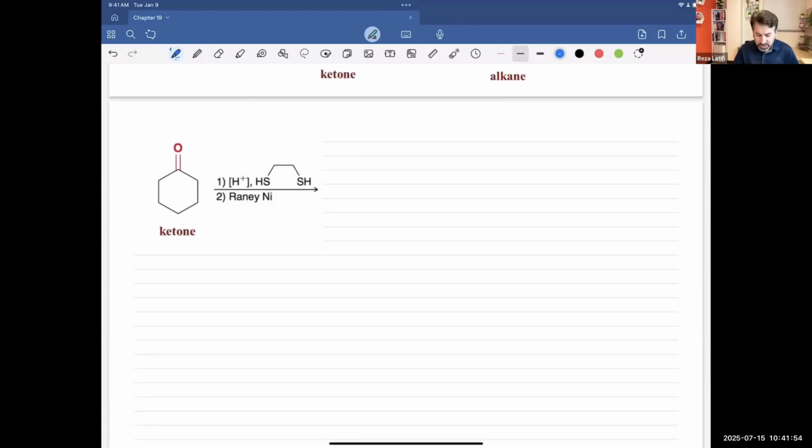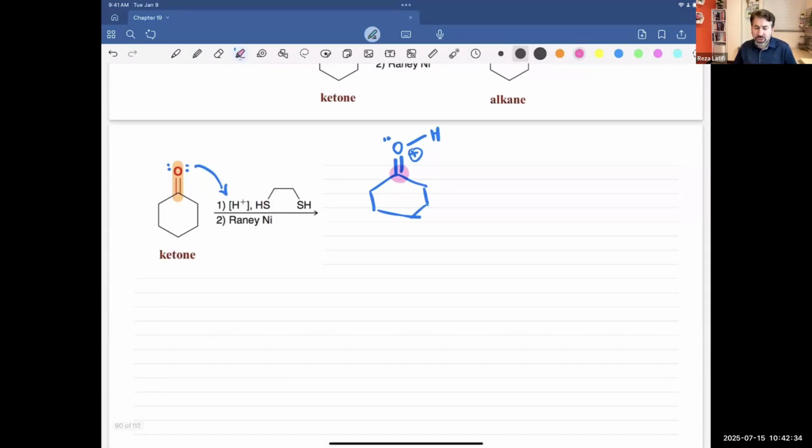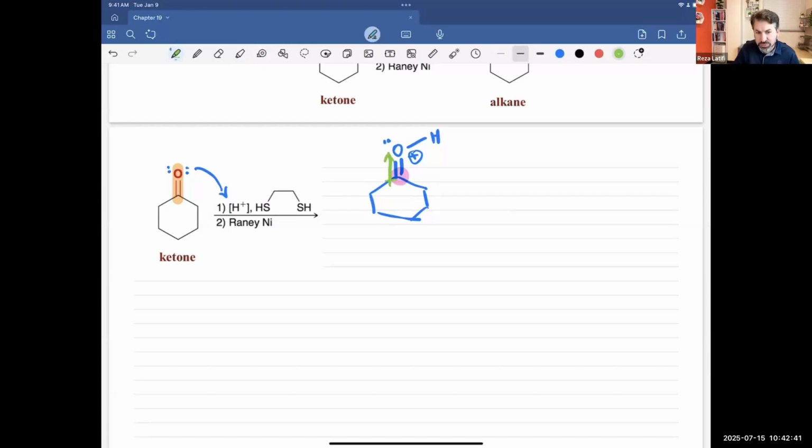So I have a ketone, a carbonyl group, and I'm treating it with H plus and a dithiol. Why H plus? Because I want to activate the carbonyl group. So in the first step of this reaction, the oxygen will go after H plus, and it will give us such a compound. Now I will have only one lone pair, and there is a positive charge there. So the carbon that I'm going to highlight is going to have a huge positive charge, because oxygen is more electronegative than carbon, so it will pull electron density.